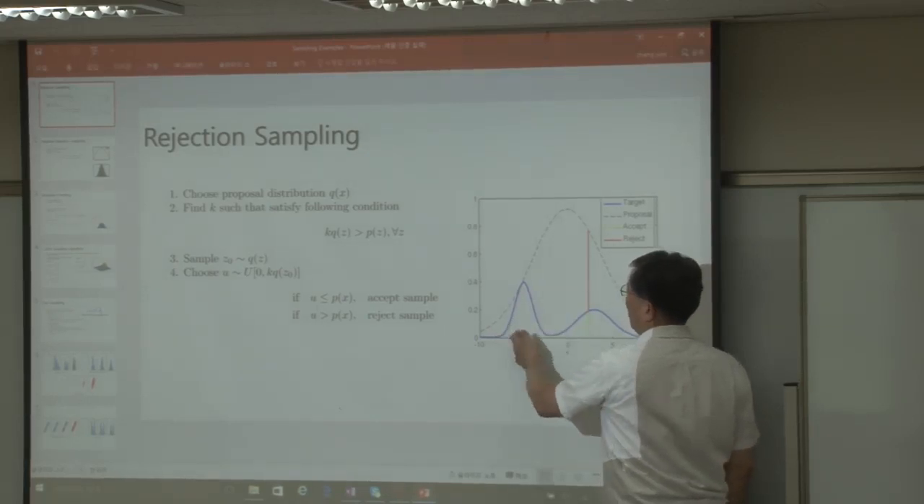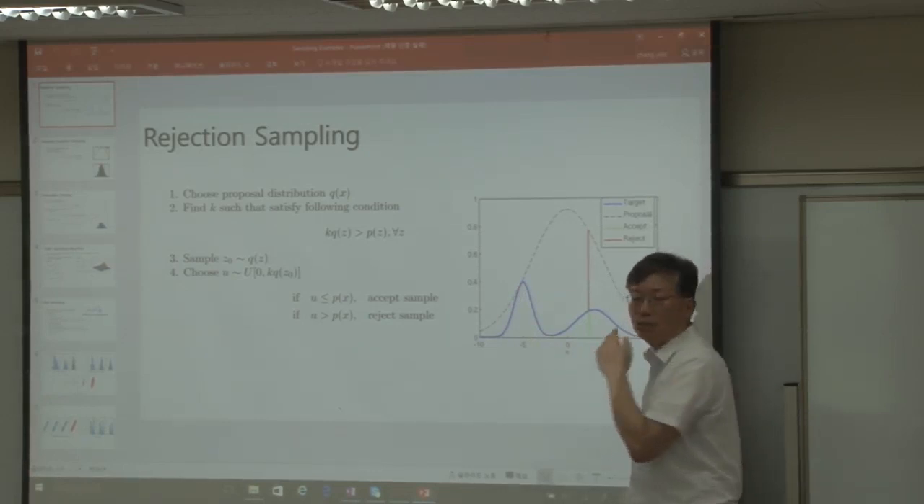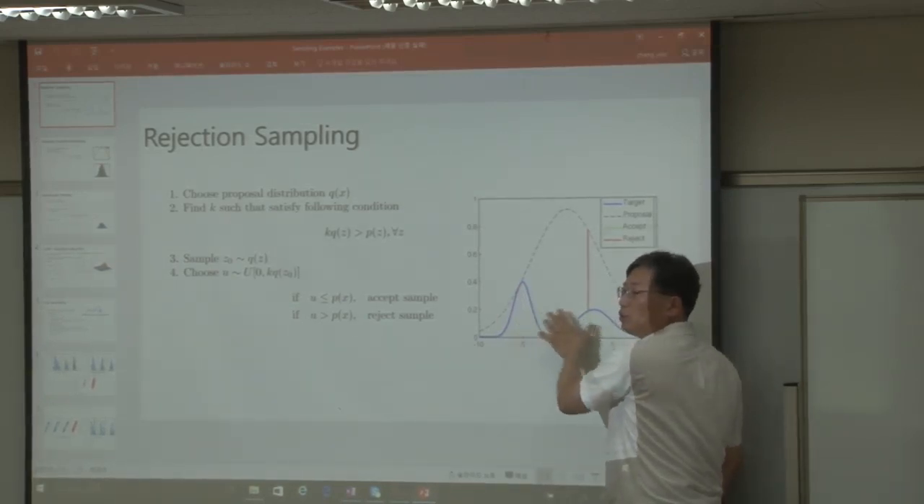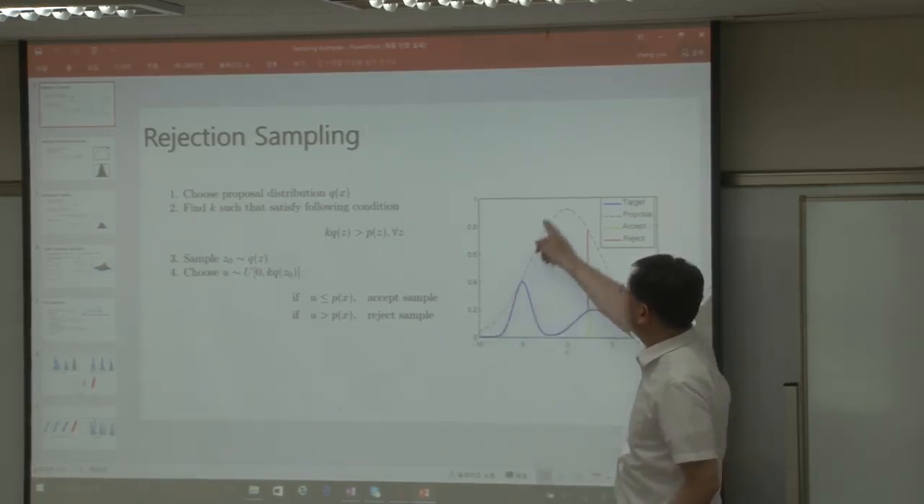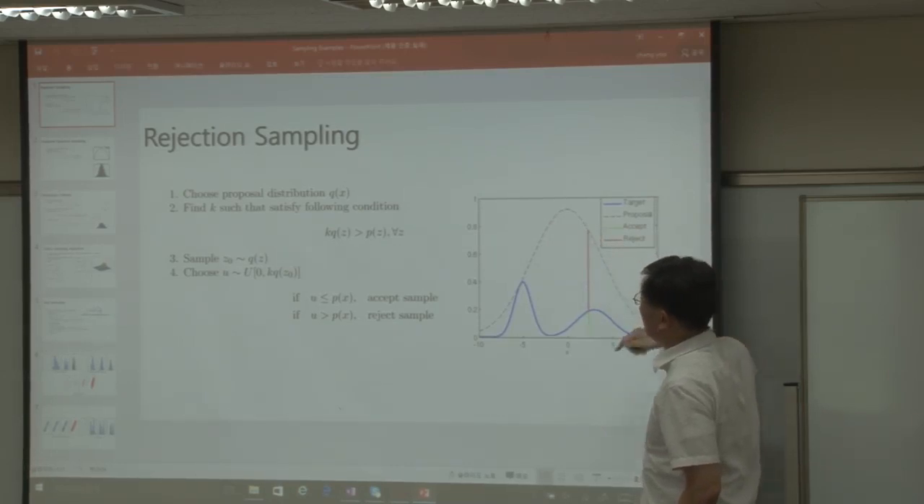Let's say this is the distribution that I want. Okay. In fact, this is a mixture of two Gaussians, in one dimension, and here the dotted line represents the proposal distribution. Okay?